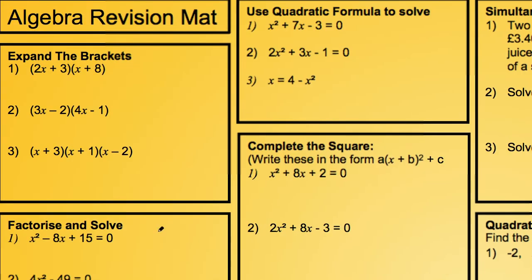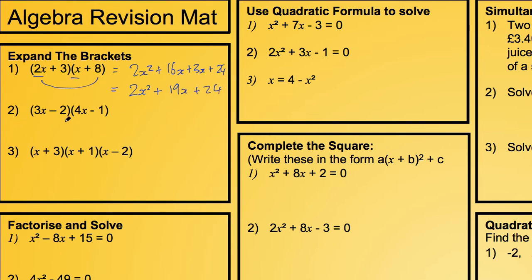So expanding double brackets is the first skill. Firsts 2x squared, outsides 8 times 2x, insides 3x, lasts 3 times 8 is 24. Then combine the middle two terms because they're both terms in x, so that is 19x plus 24.